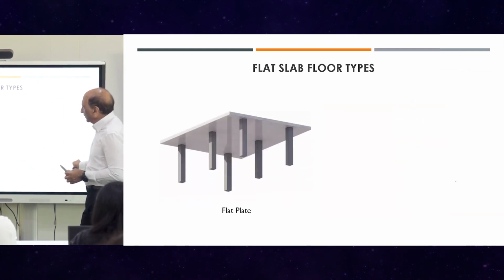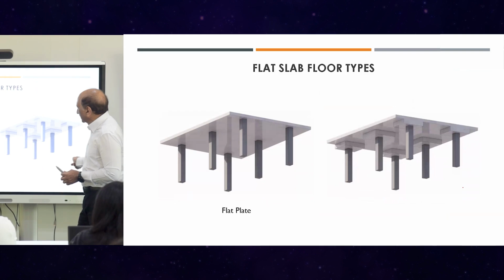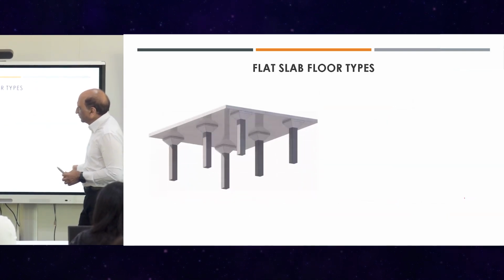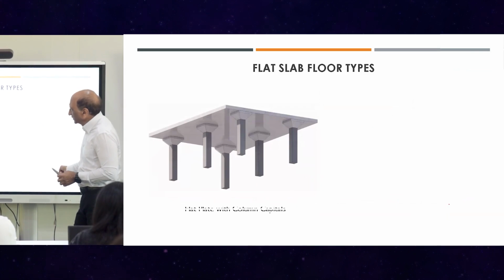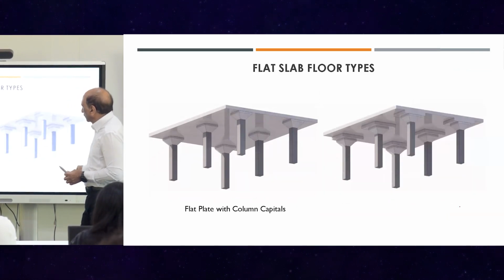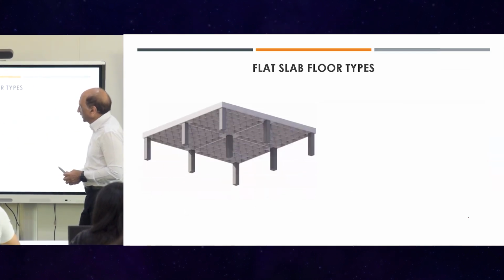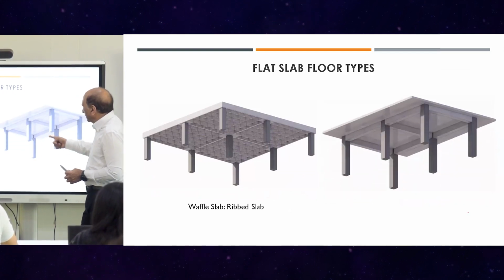So this one, flat plate. This is the flat slab with drop panels. And this is the flat slab with column capitals. And this is the column capital plus drop panels. And that is the waffle slab, as I mentioned to you. And this is the beam slab.